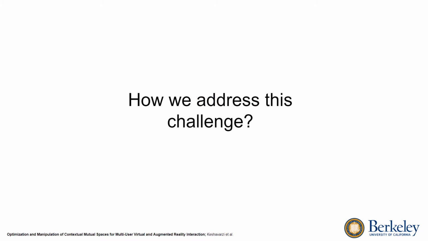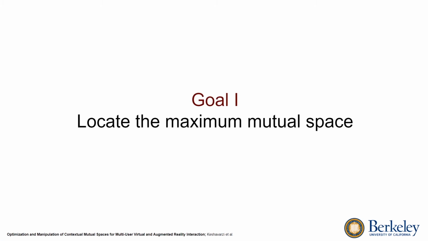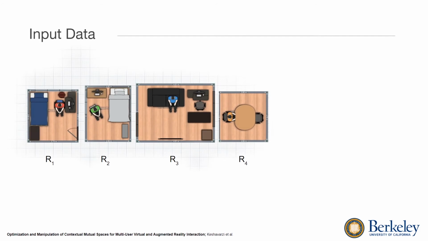And this is where our contribution kicked in, our study of optimizing mutual spaces. Our first goal is to locate where users can walk and talk in their own room without colliding with objects in other remote rooms. We do this by finding the mutual space between all the rooms. So let's see how that works.